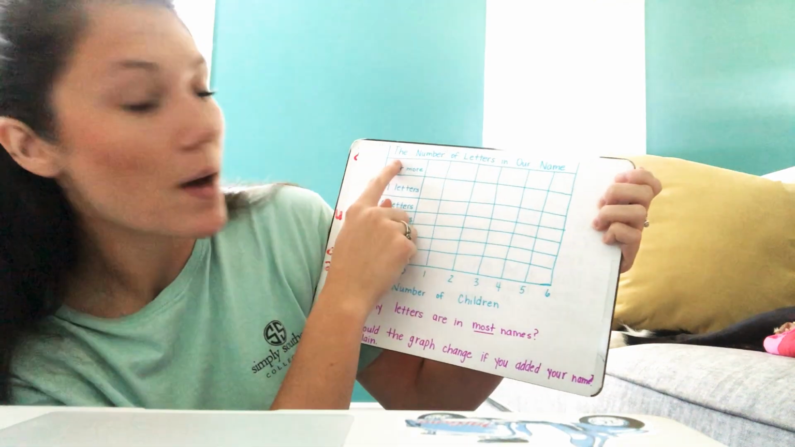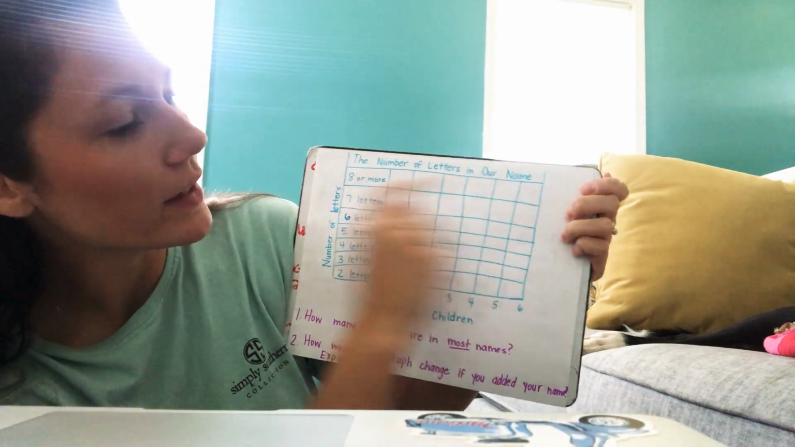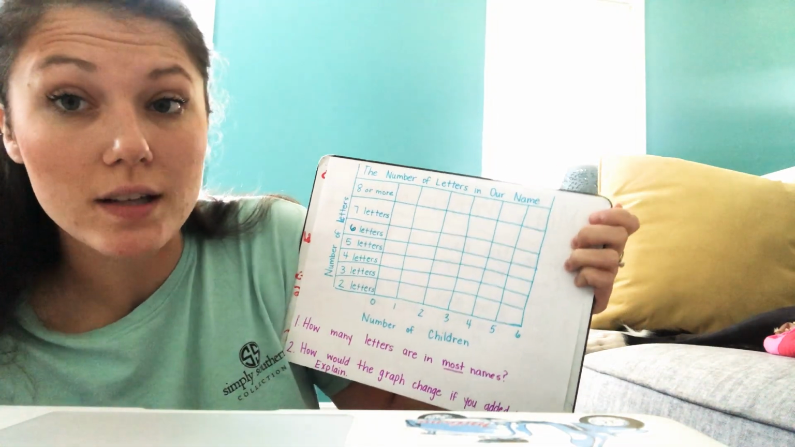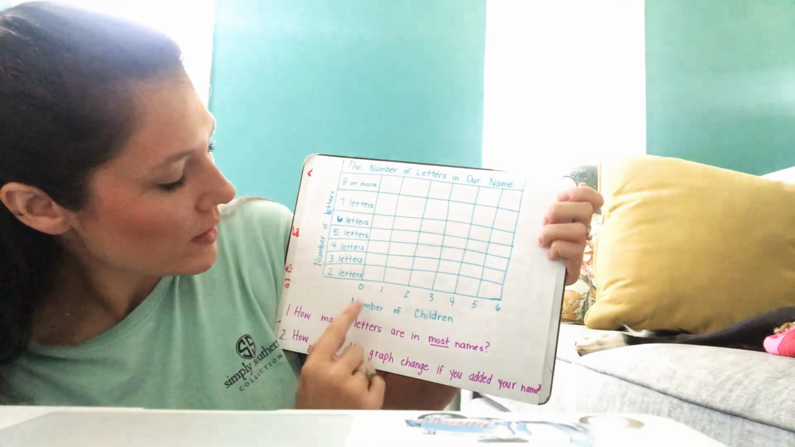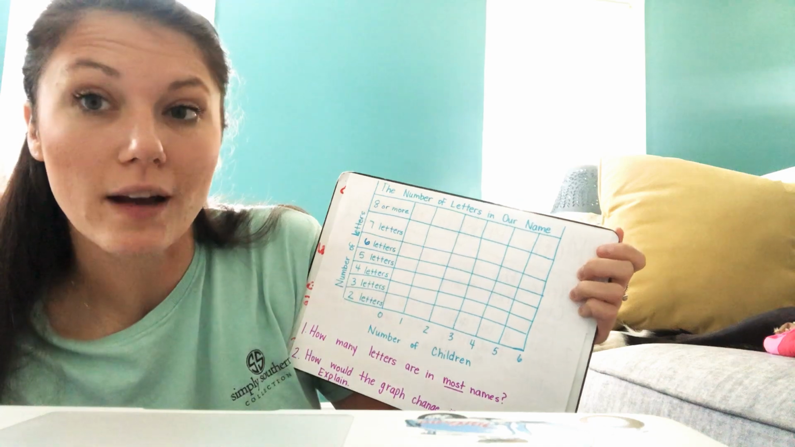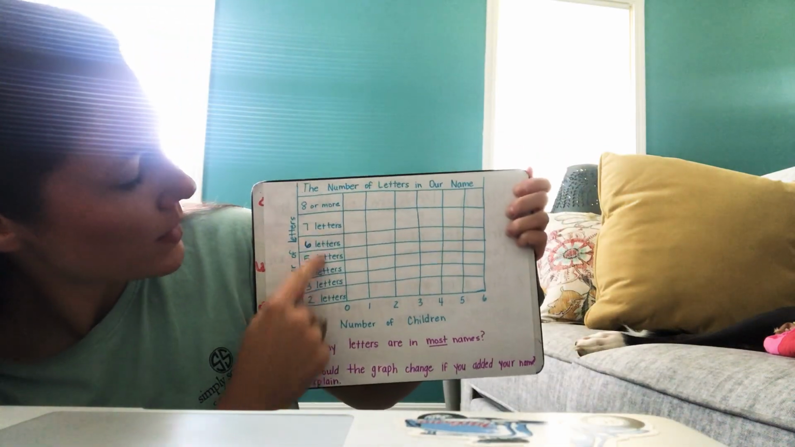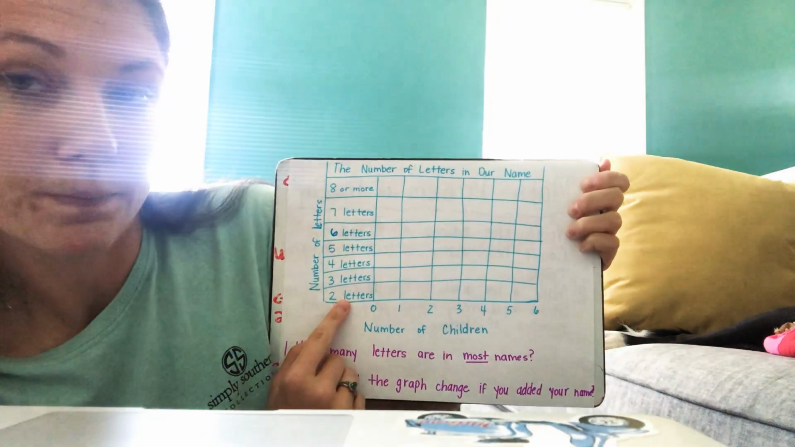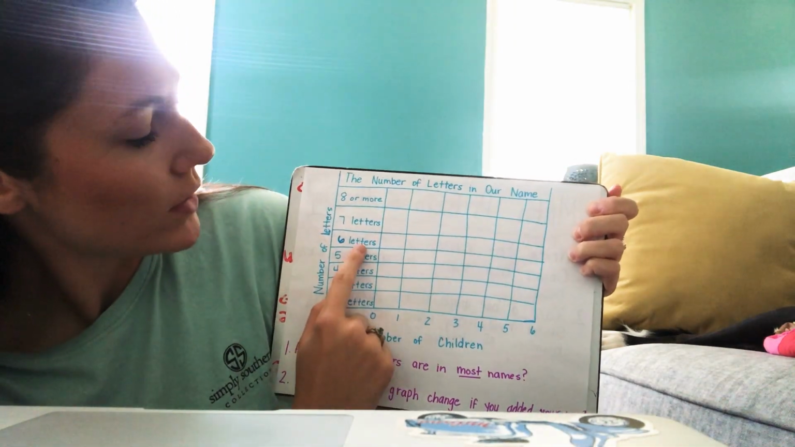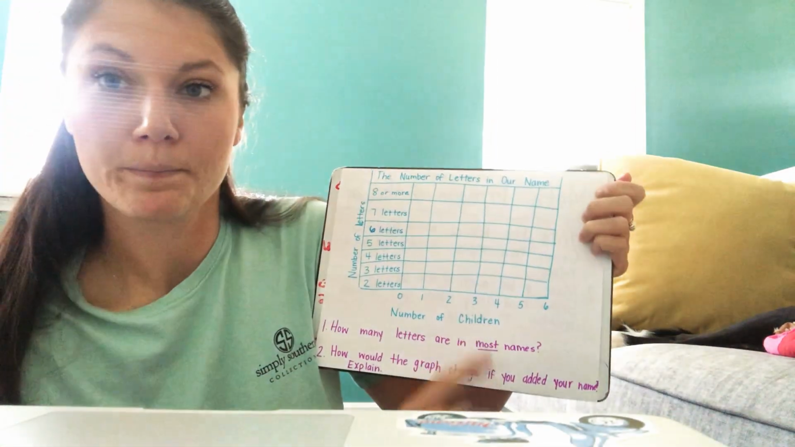So at the top, we've got our title, because all graphs have to have a title, right? It says the number of letters in our name. All right, our bar graphs also have labels. They have a label here and a label down here to tell us exactly what the graph is showing us. So right here it says number of letters, and I have the number of letters starting with 2 letters, 3 letters, 4 letters, 5 letters, 6 letters, 7 letters, and 8 and more. And then down here at the bottom I have the number of children.